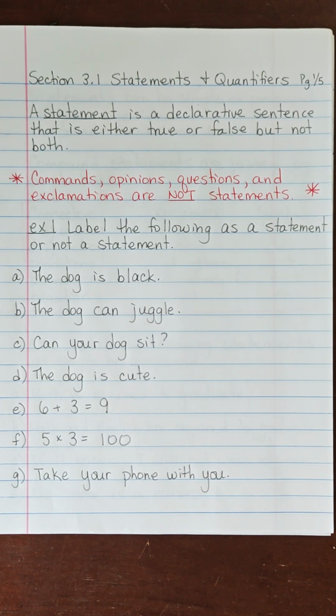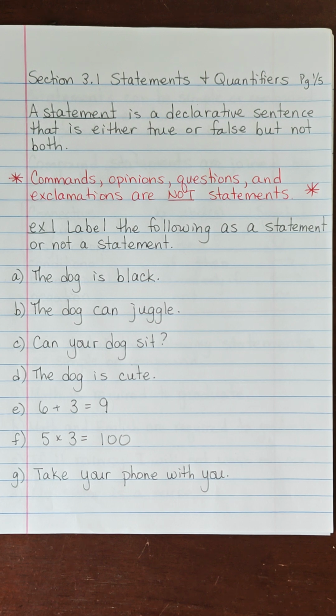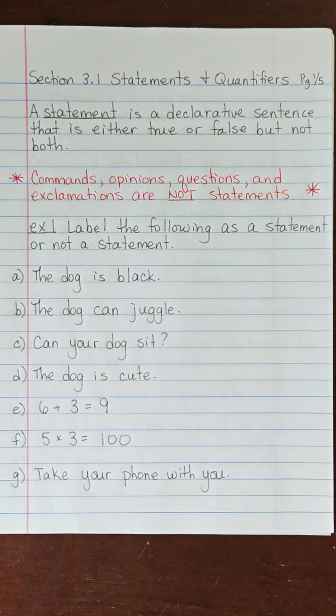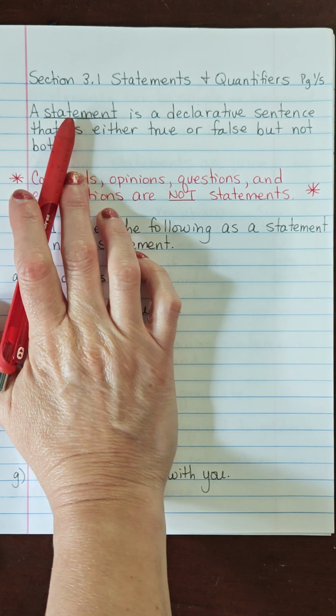This is section 3.1, and this is on statements and quantifiers. So this is our first section in the chapter on logic and truth tables. So the first thing up is a definition of what a statement is.